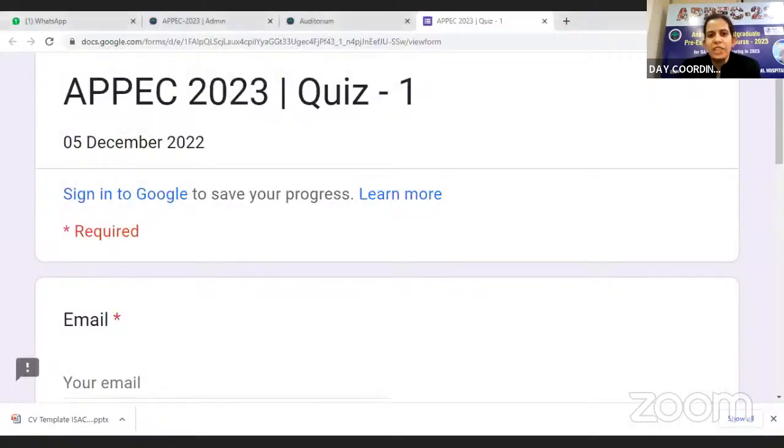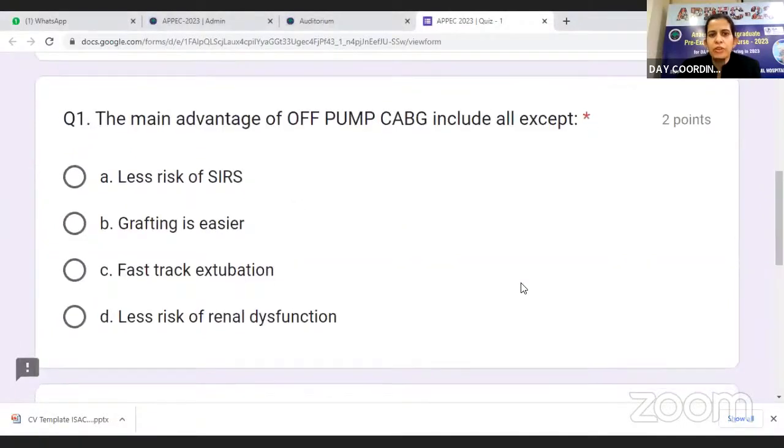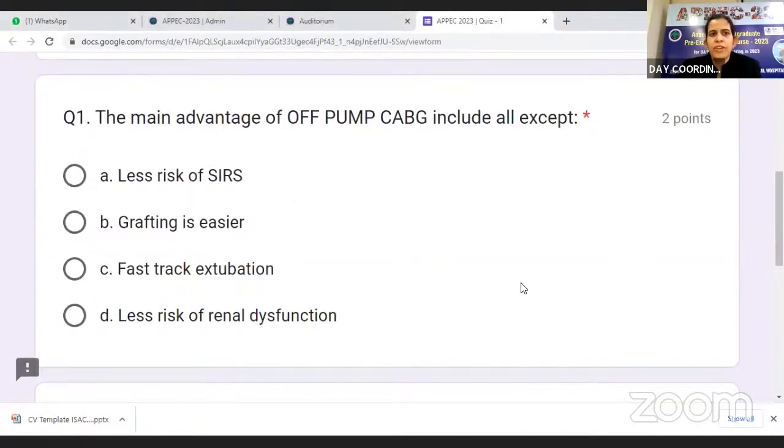Now we will have the MCQ quiz 1, which is a set of 2 MCQs, and you have to give the answer. The first MCQ is: the main advantage of off-pump CABG includes all except: less risk of SIRS, grafting is easier, fast-track extubation, and less risk of renal dysfunction.